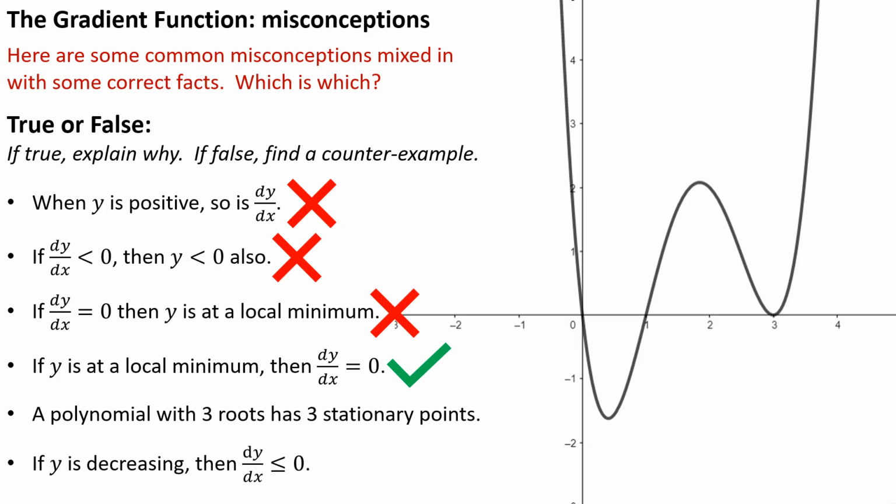The next statement: a polynomial with 3 roots has 3 stationary points. A little bit deceptive, because our diagram certainly seems to fit that description. 3 stationary points, min, max, min, and 3 roots, 0, 1, and 3. However, in general, it is not the case.